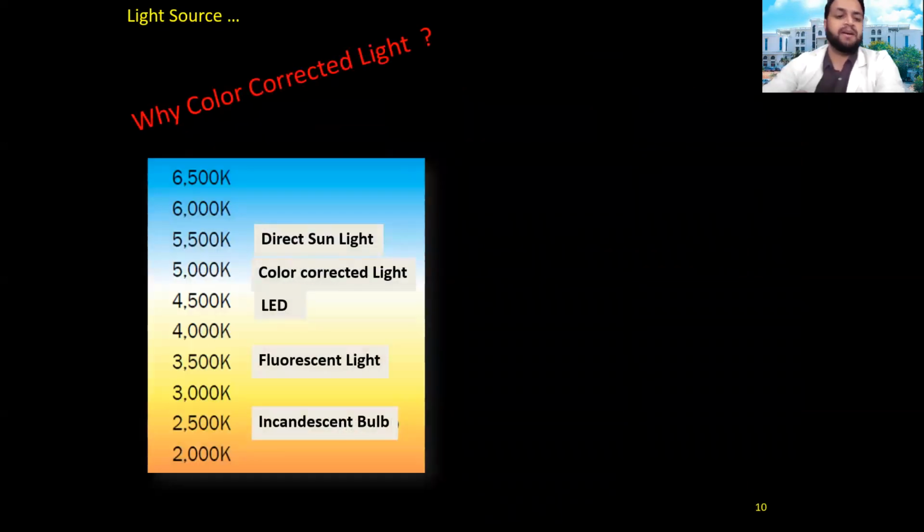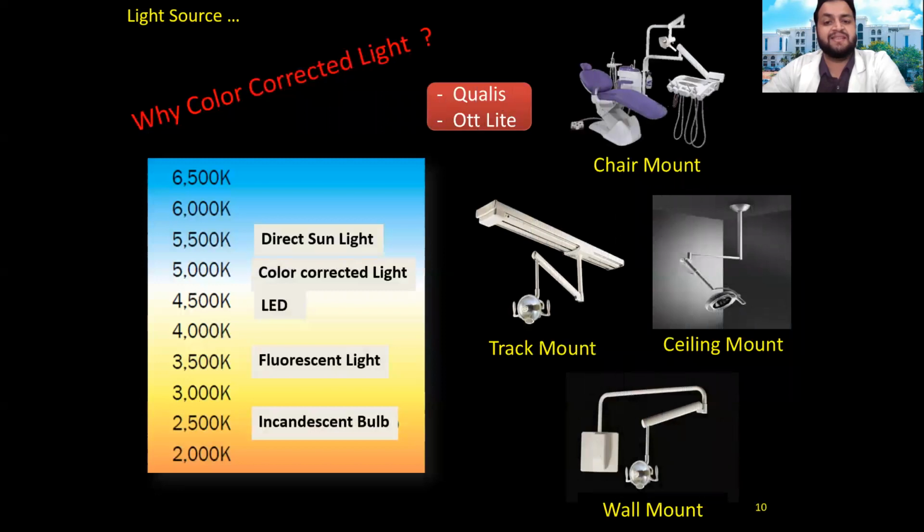So now what do you mean by color corrected light? That is another thing. Just like we have temperatures mentioned in Kelvins, direct sunlight falls around 5,500 Kelvin. A color corrected light has to be near the range of 5,000 Kelvin. When you see your LED light or a fluorescent light, the temperature is quite low compared to direct sunlight or a color corrected light. So it is always preferred to have a light temperature around 5,000 Kelvin to do a shade selection.